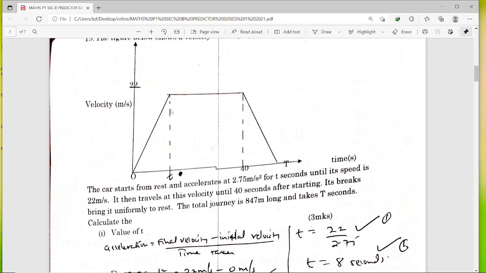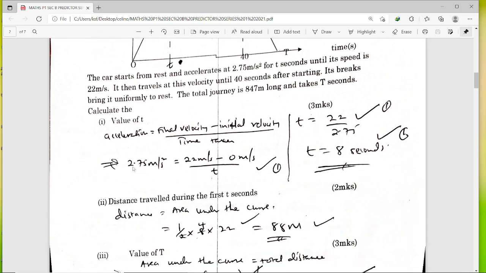So first of all, you realize that to get the value of t, we know the acceleration. We know that acceleration is final velocity minus initial velocity over the time taken. The final velocity is 22 minus initial velocity, which is 0, over our time taken, which is t. That gives you 2.75 equals 22 minus 0 over t. So 22 minus 0 is 22. 22 all over t equals 2.75. If I make t the subject, then t equals 22 all over 2.75. That gives you 8 seconds. 8 seconds is the value of t.